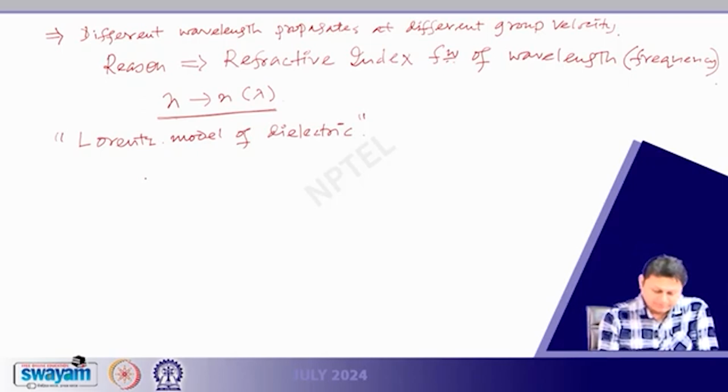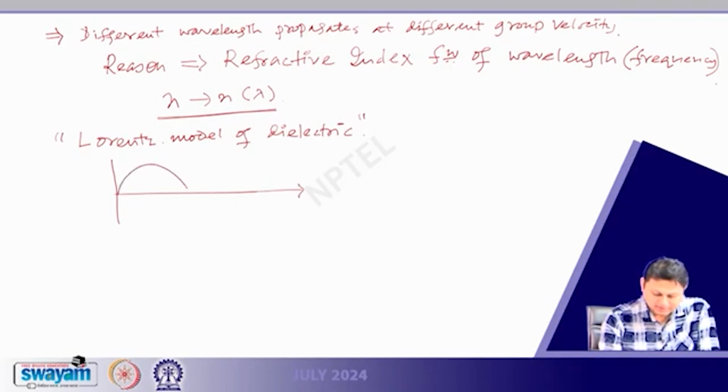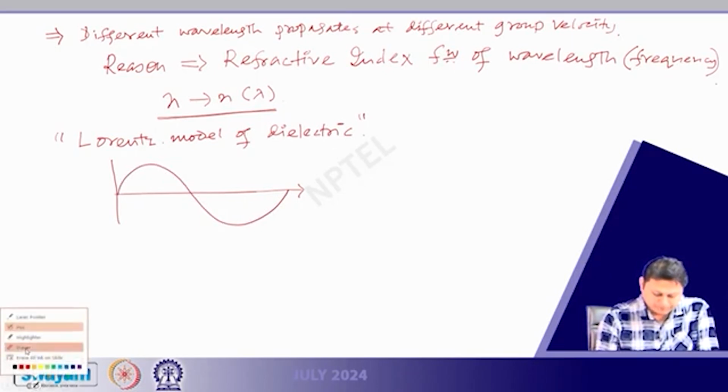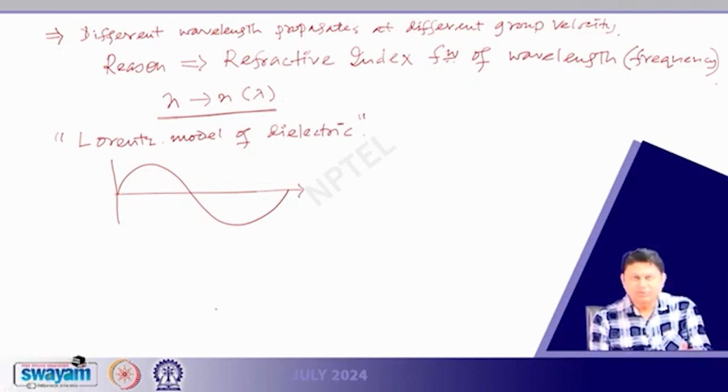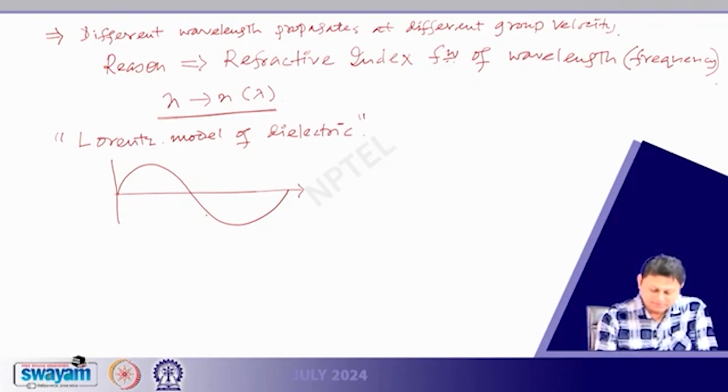In the Lorentz model, when we launch a varying electric field, because of the presence of the electric field there will be an orientation of the dipole, and if the electric field is vibrating, the dipole will oscillate based on the frequency of this wave that is propagating through the medium.